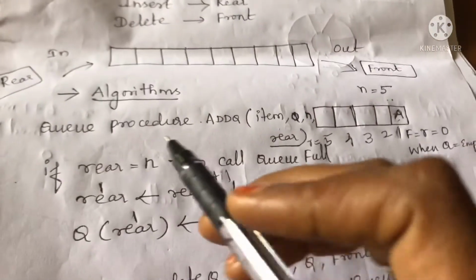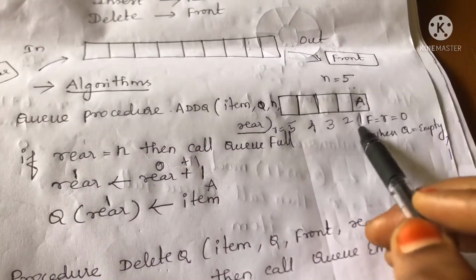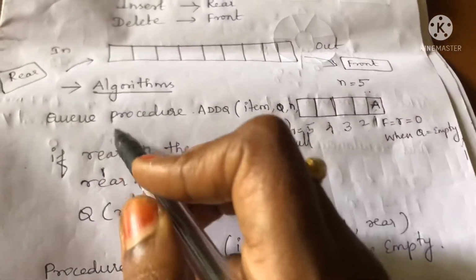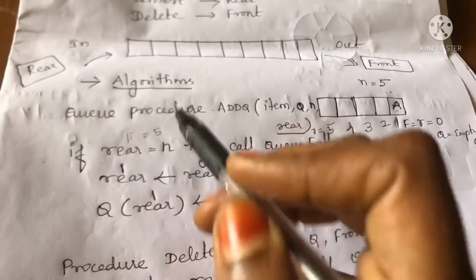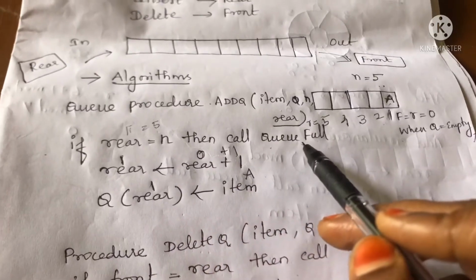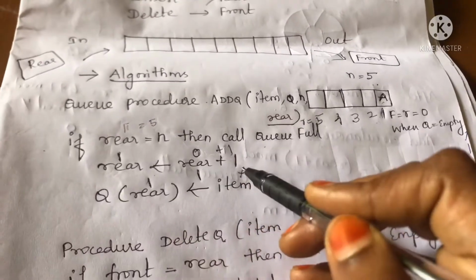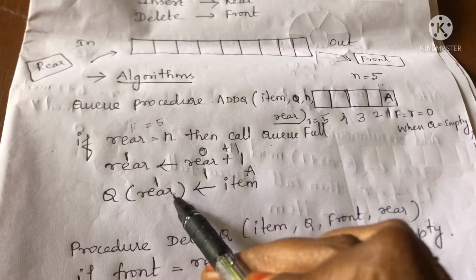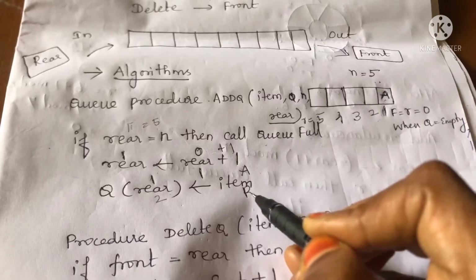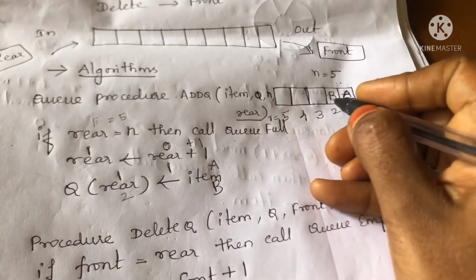Again I check the condition. Now rear equals 1, because one data item was added, so rear moved from 0 to 1. Is 1 equal to 5? The condition is false, since 1 is not equal to 5, so move to the next line. Now rear value is 1; 1 plus 1 is 2. Then Q of 2 equals item, and I am going to add the item B. Likewise, I am going to add each item into the queue.